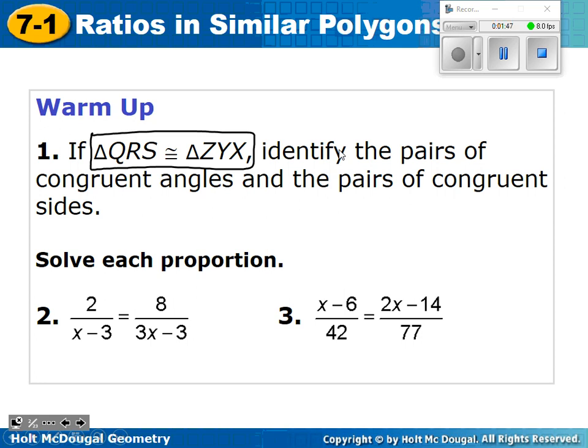So we're going to be talking about taking shapes, and remember we had one transformation that did not keep shapes congruent, dilations, and they made shapes bigger or smaller. But when the shapes get bigger or smaller, they're still similar, okay? So this chapter is going to be all about similarity.